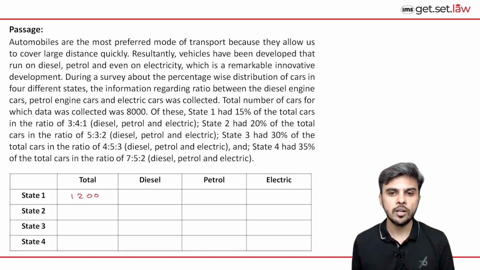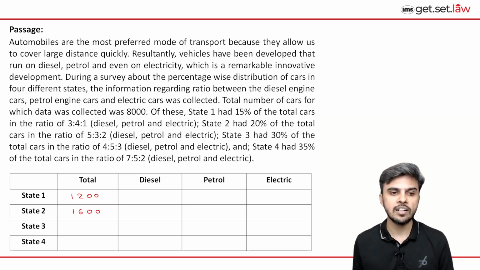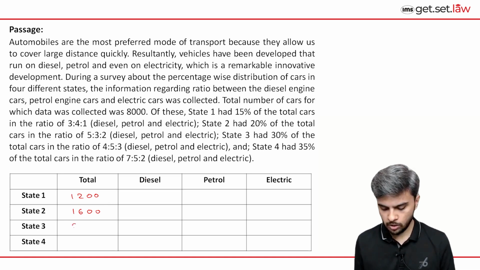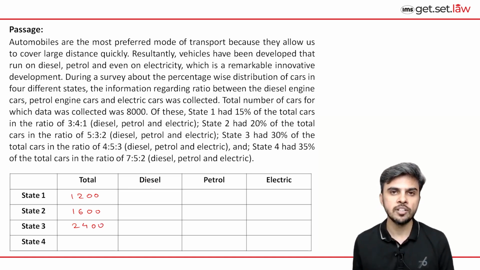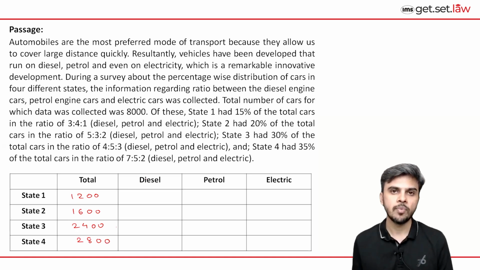Then for state 2, 20% of total cars. 20% of 8,000, 10% is 800, 20% is double of that, which is equal to 1600. State 3 had 30% of total cars. 800 is 10%, 30% is thrice of 800, that is 2400. And State 4 had 35% of total. 30% is 2400, 5% is 400, so 2400 plus 400 is 2800.